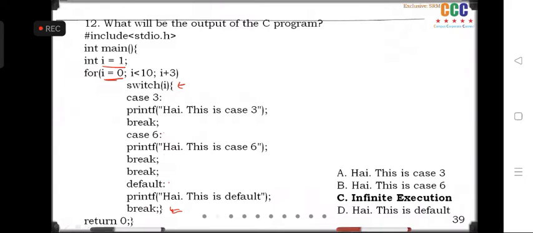Okay, this break is for switch. This break is for switch. Then what? Again, I is 0. This break is for switch. Yes, it is infinite only. Yeah, the break is for the switch, the for loop just keeps running. The break is applied to switch, not for the for loop. Yeah. Now is that clear?